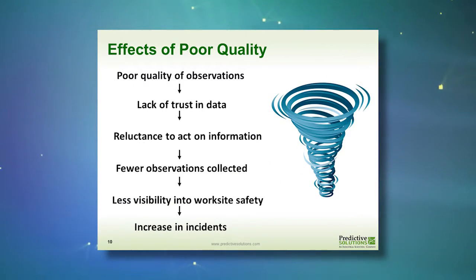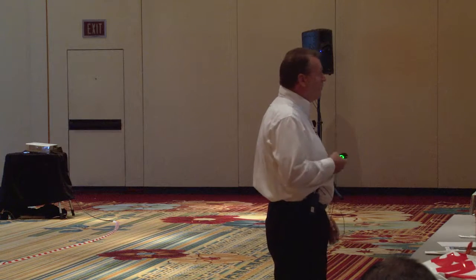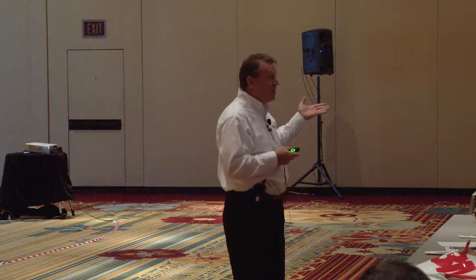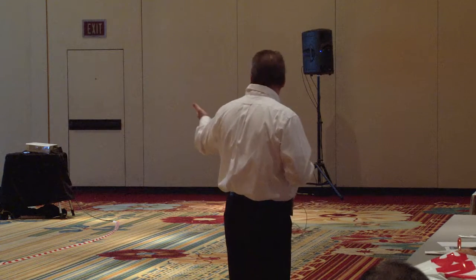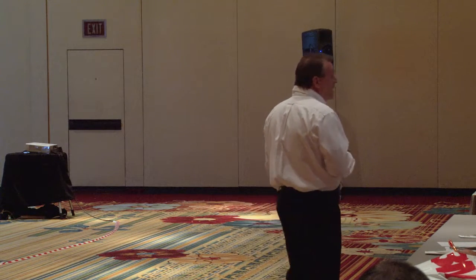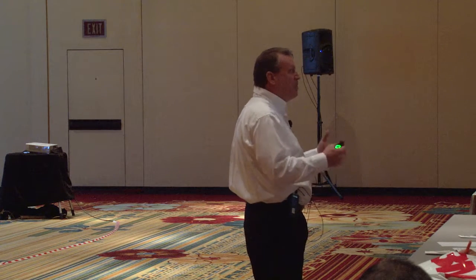So why is good quality important? Well, if you have poor quality, you're basically not going to trust it. You're not going to act on it. And if you don't act on the information coming in, then why bother collecting it? That's what the observer will think, right? I'll just pencil whip it or not do it at all. So then as I get fewer observations, I get less insight, which means more injuries, and then I'm reacting to injuries instead of preventing them. And that's typically where we land. So we need to get more people involved, but as we get more people involved, we have to be able to coach them to get better observations.